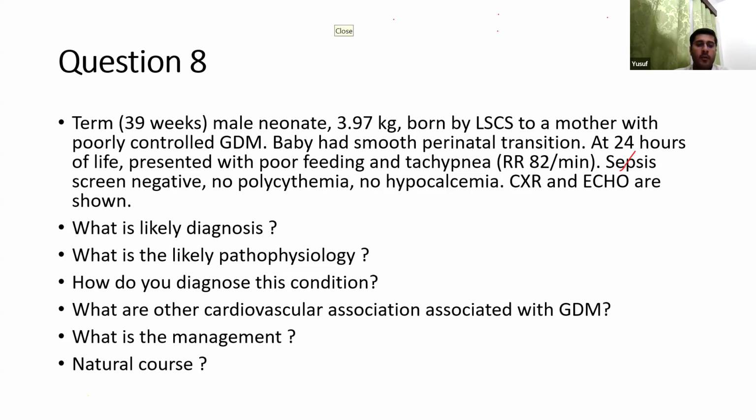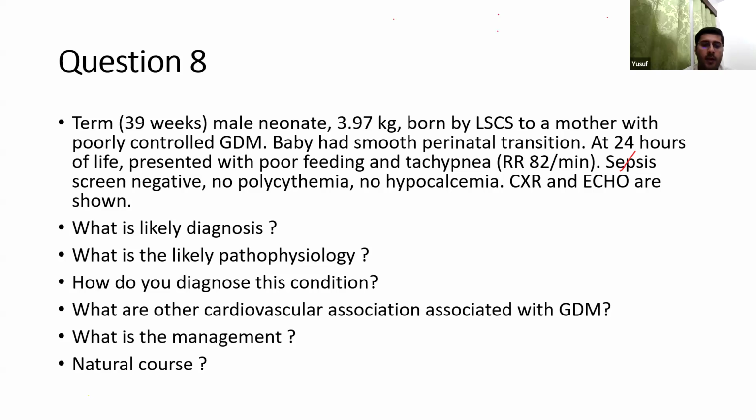Okay. So how is this condition diagnosed? Echo. And then what is the diagnostic parameter? Yes, an IVS of more than 6 millimeter. Okay. Since this baby was an infant of diabetic mother, what are the other important cardiovascular associations with GDM? Very good, TGA. Other? Very good, VSD.